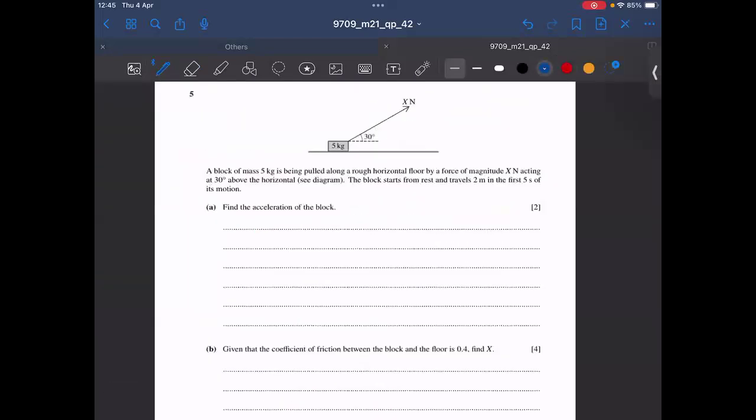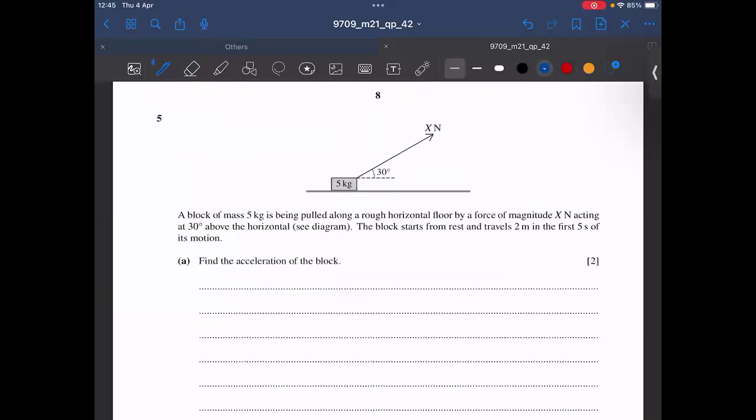Question 5. A block of mass 5 kilogram is being pulled along a horizontal force of magnitude 6. Find the acceleration. It starts from rest and travels 2 meters in the first 5 seconds. All right, we'll be assuming that the acceleration is constant.